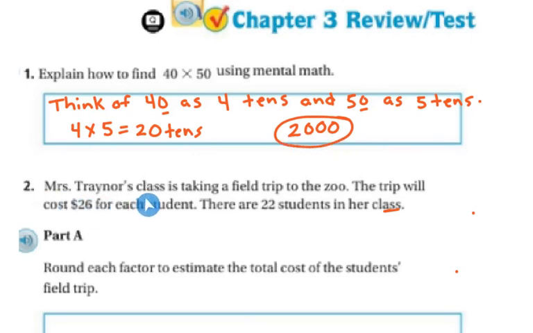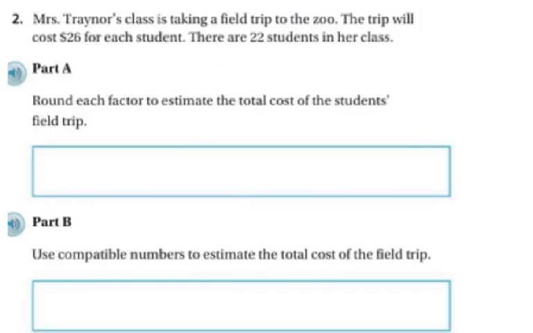All right, Miss Trainer's class is taking a field trip to the zoo. The trip will cost $26 for each student. There are 22 students in her class. In step 1, they want you to estimate the total cost for the students.